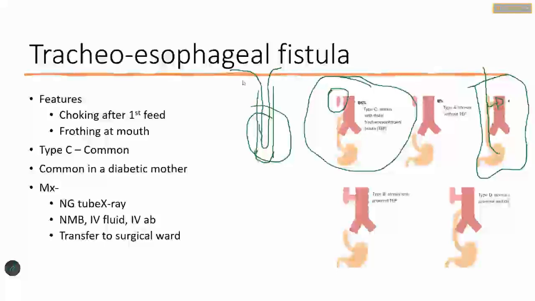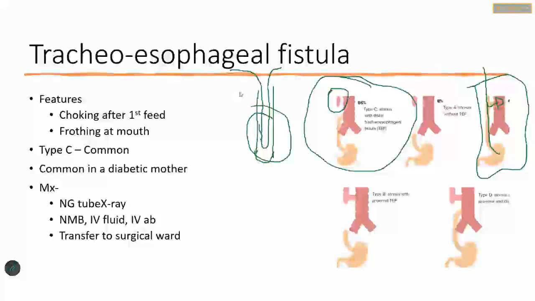That is what we look for on the X-ray. There will be a U-shaped NG tube turning. When we see that, we can guess the condition as a tracheoesophageal fistula. Once we diagnose the tracheoesophageal fistula, we have to keep the patient nil by mouth. We should not give anything through the mouth.